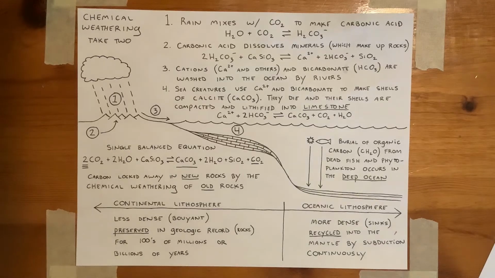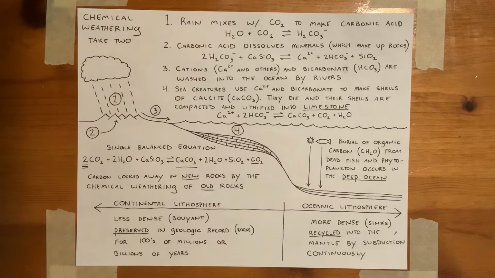All right, so some of you expressed that the video about chemical weathering was a bit confusing, so I'm going to do a recap, a take two here. Again, we're talking about chemical weathering, which is the process of rocks being dissolved by rain, and how that process serves to draw down the global concentration of CO2 in Earth's atmosphere and ultimately cause global cooling.